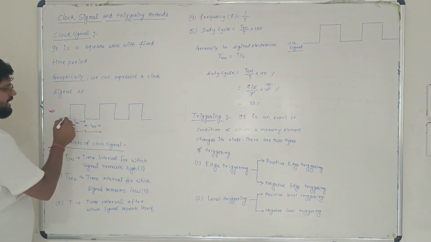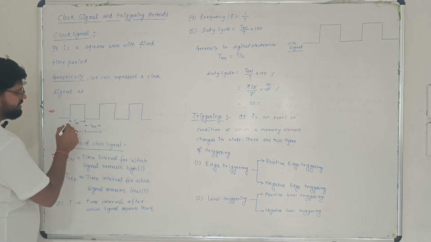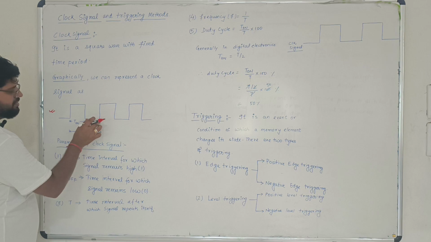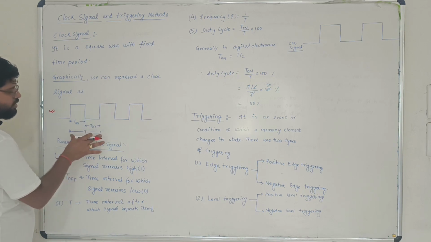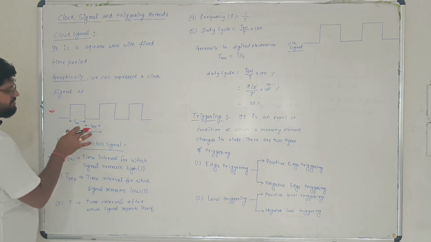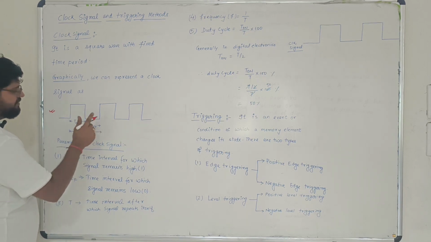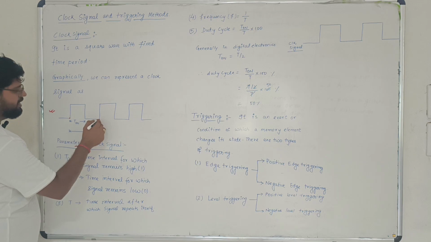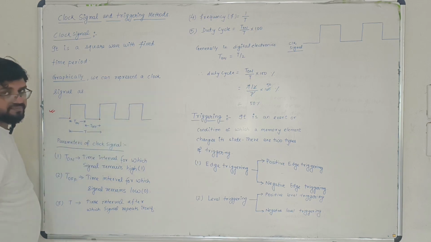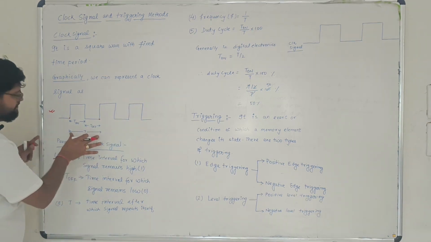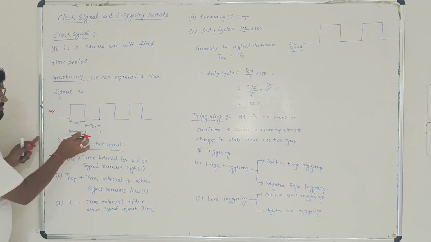Firstly I have drawn this, and after drawing I have mentioned this time interval is called t on, this time interval is called t off, and the summation of t on and t off is nothing but the total time period. It is called the time period because after this interval of time, starting from here till here, the signal starts repeating itself. Now we'll learn about each of these parameters one by one.